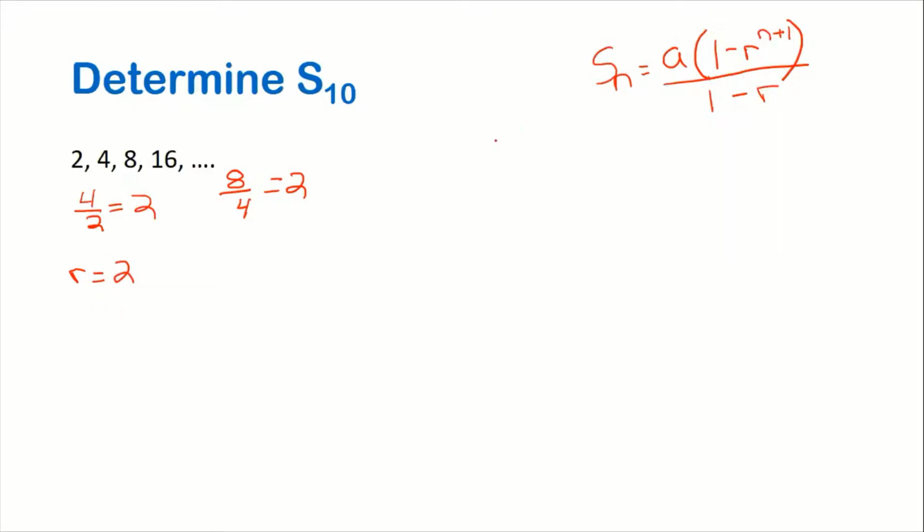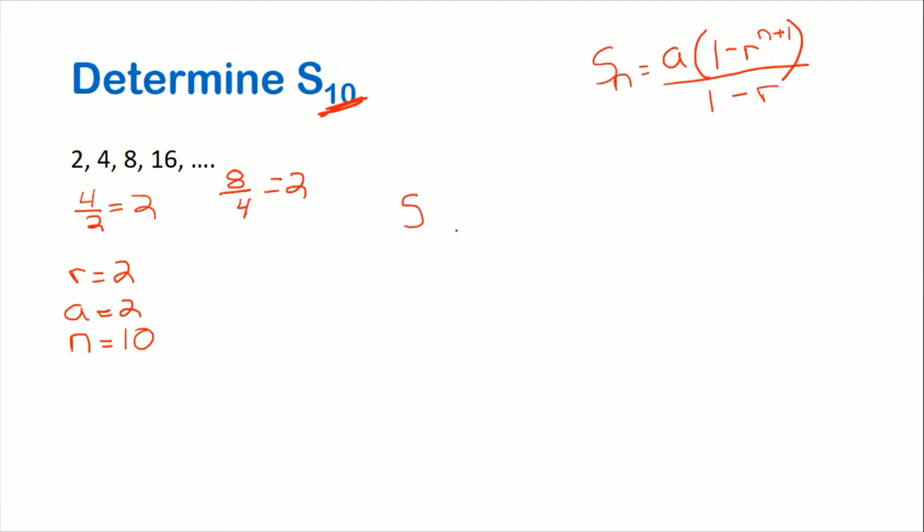Okay, great. So we have our formula that we derived. All we do now is we plug in our values. So we have a is equal to 2 because a is our first term. Our common ratio is 2, and n is 10. Why is n 10? Because it's asking for the sum up to the 10th term, right? S sub 10 is the sum of the first 10 terms.